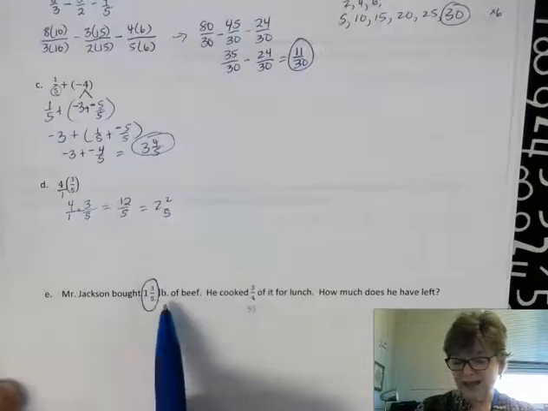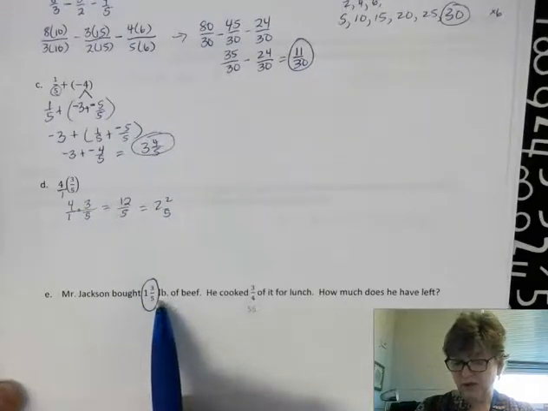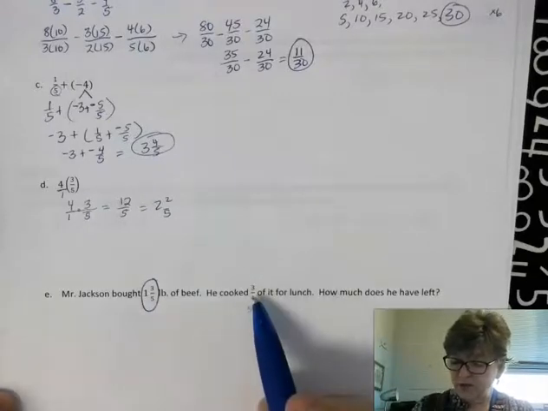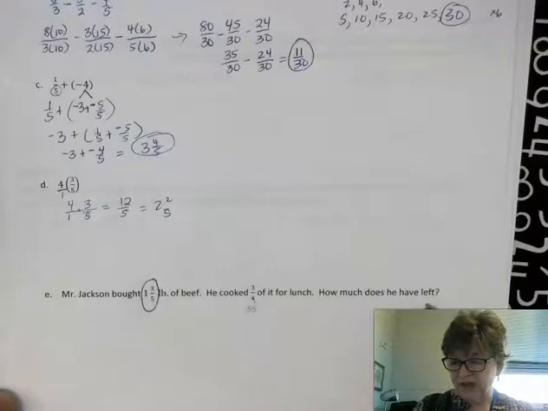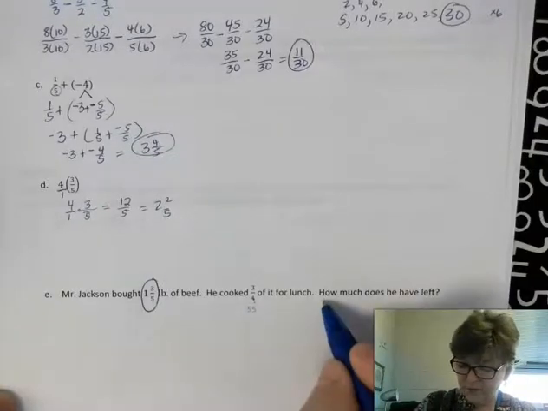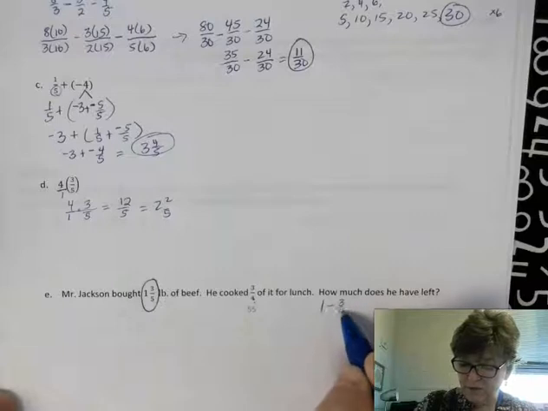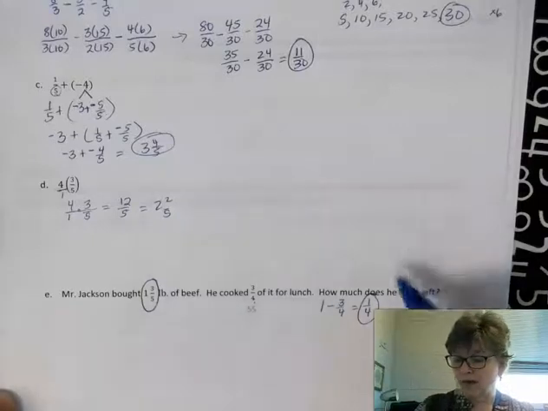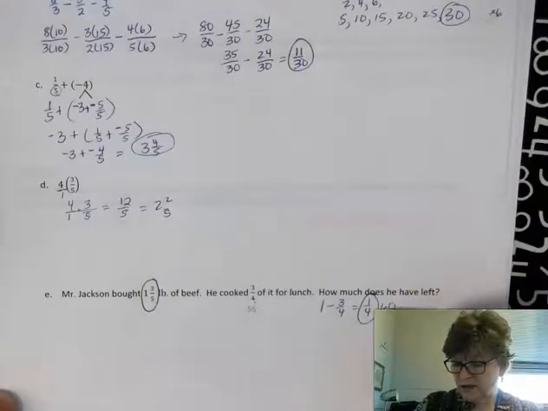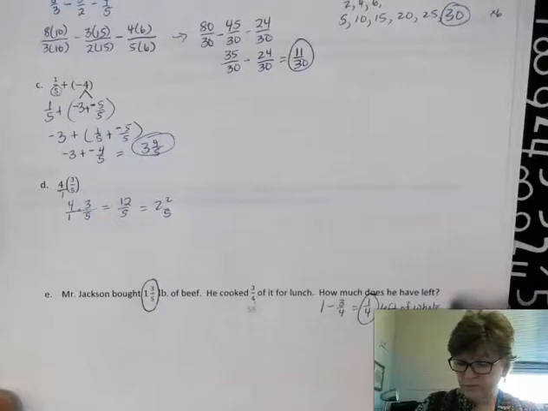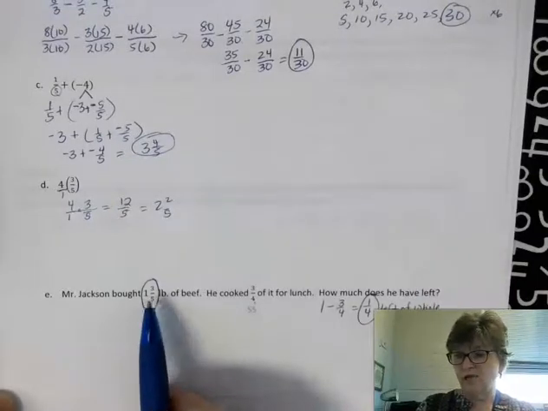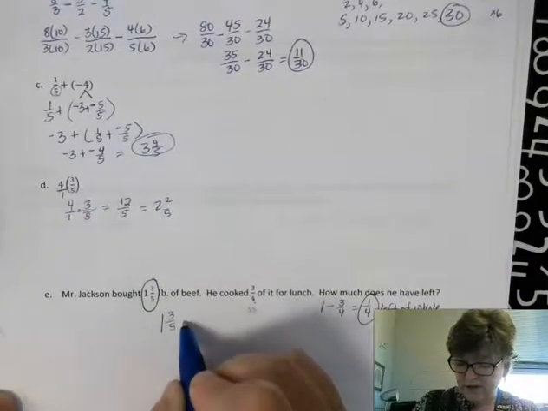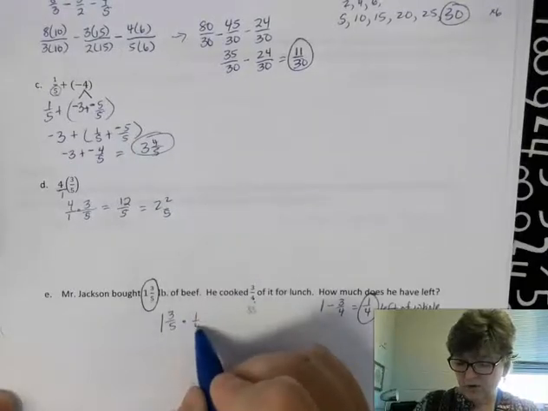We do not know exactly how many pounds. He just split this into fourths and he used 3 of them. So if he cooked 3/4, how much is left out of cooking the whole thing? So 1 minus 3/4 would equal 1/4 is left. So I need to find out what of the whole. I need to find out what 1/4 of 1 3/5 pounds is. So 1 3/5 times 1/4.